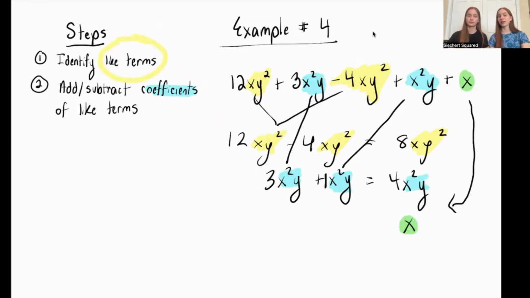And then at the end, it's really us putting all the little pieces together. So the beginning, the 2 yellow chunks really turned into our 8xy squared. Then our 2 blue terms, the 3x squared y and the x squared y, turned into a positive 4x squared y. And then last thing, we had the green chunk. We didn't have to do any math with it, but we still need to have it included in the end. So we end up with a plus x.